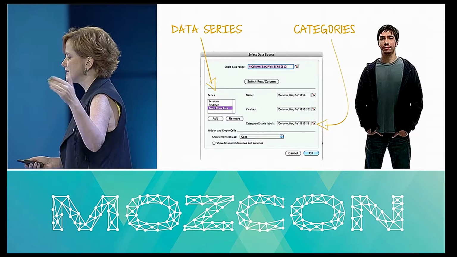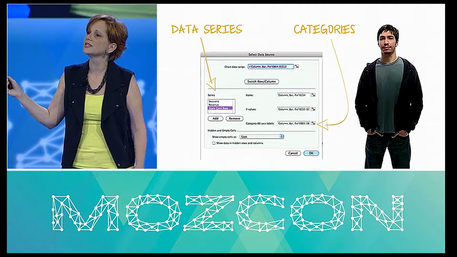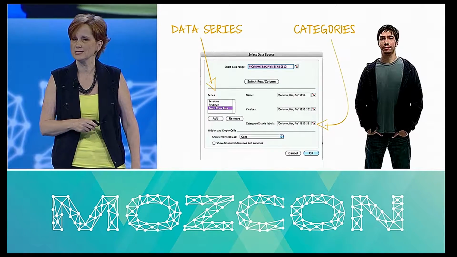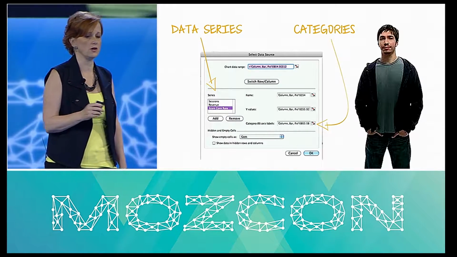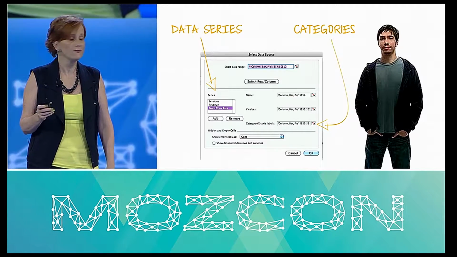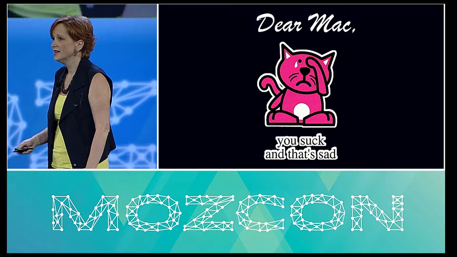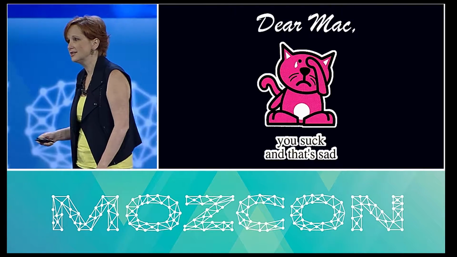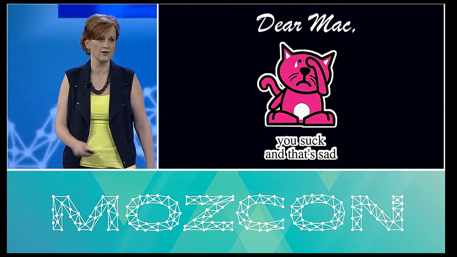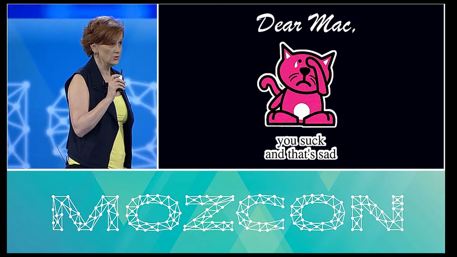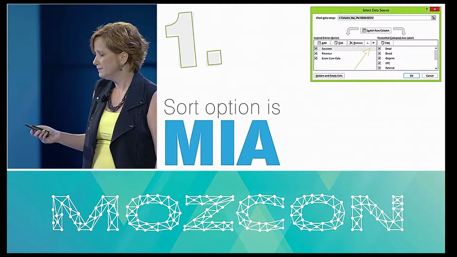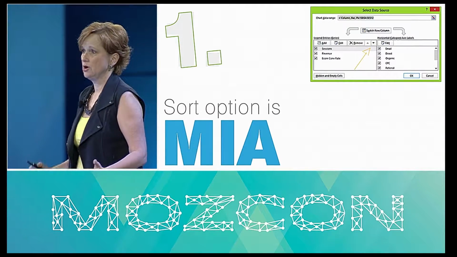Similar to the PC, you have data series on the left, categories on the right, but that's about all these two dialogues have in common. Unfortunately, as with most features in Excel for Mac, the Select Data Source dialog is significantly inferior to that of the PC in two different ways. One, the sort option is gone.